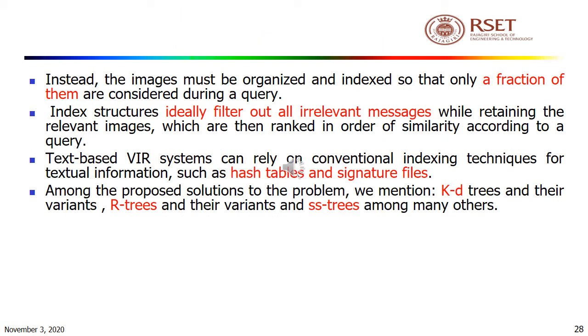Instead, the images must be organized and indexed so that only a fraction of them are considered during a query. So indexing ideally filters out all irrelevant images while retaining the relevant images, which are then ranked in order of similarity according to the query. Most text-based retrieval systems rely on conventional indexing techniques for textual information, such as hash tables and signature files. Among the proposed solutions to the problem, the KD tree and its variants, the R tree and its variants, and the SS tree and its variants are commonly used.